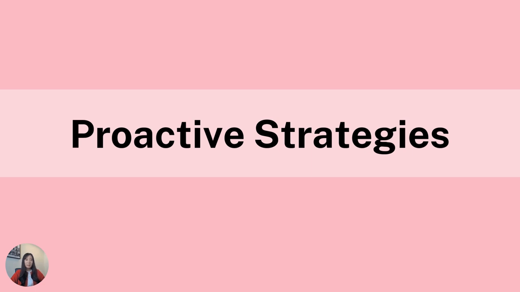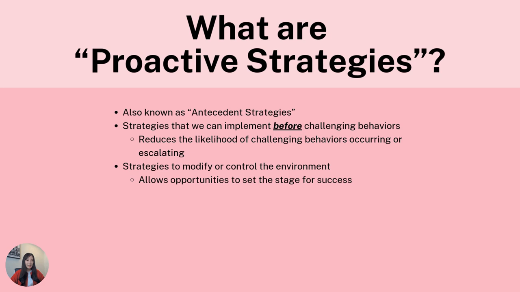So let's move on to proactive strategies. Proactive strategies are known as antecedent strategies. These are strategies that we can implement before a challenging behavior occurs to reduce the likelihood of the challenging behavior from occurring or even escalating further. So these are strategies to modify or control the environment to set the stage up for success. So in other words, these are strategies that are put in place proactively even before a behavior happens.